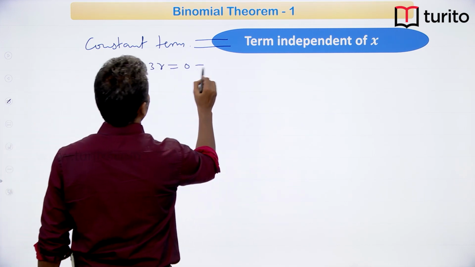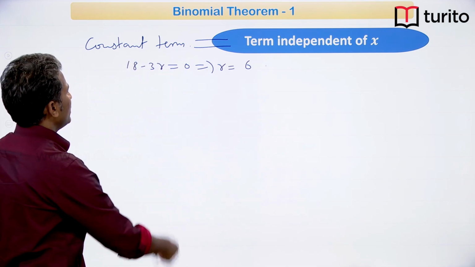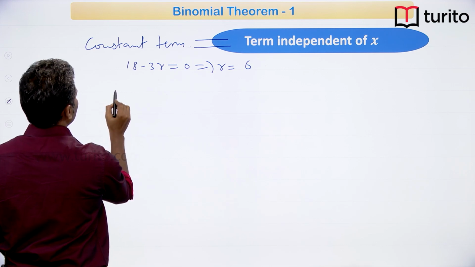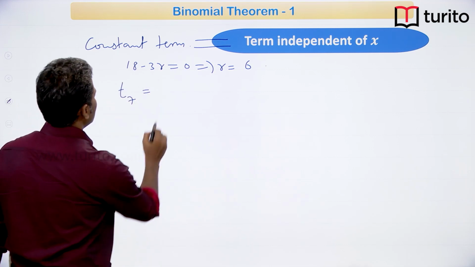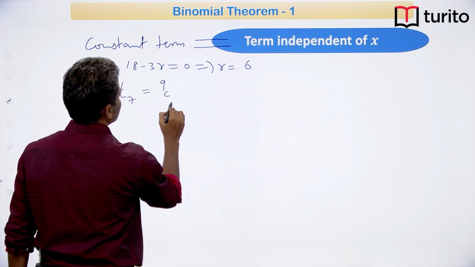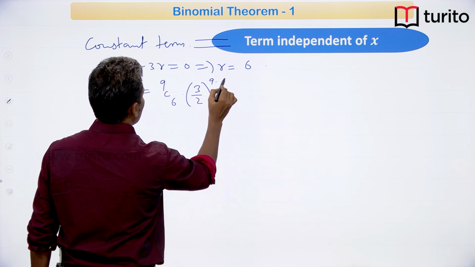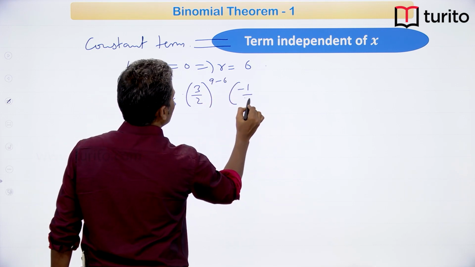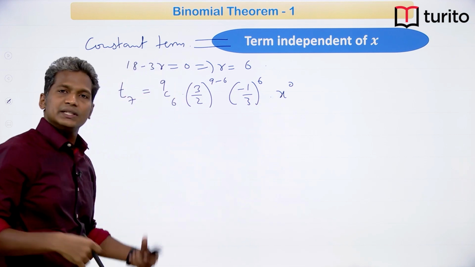Now, when we simplify, what do we get? r equal to 6. So, in the general term, if we put r equal to 6, it will become T7, and that is going to be 9C6 into (3 by 2) whole raised to 9 minus 6, into (minus 1 by 3) raised to 6, and of course, the power of x is 0.